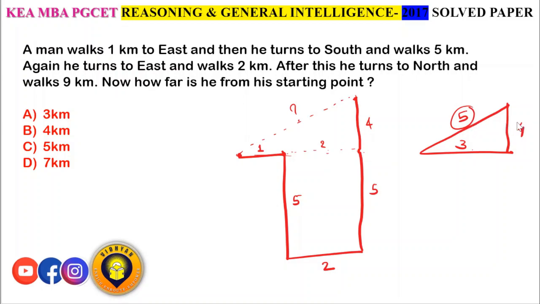How? 4 square is 16, 3 square is 9, root of 16 plus 9, that is root 25, which is 5. Pythagoras theorem. So by that you can get the value. The answer is 5 kilometers.